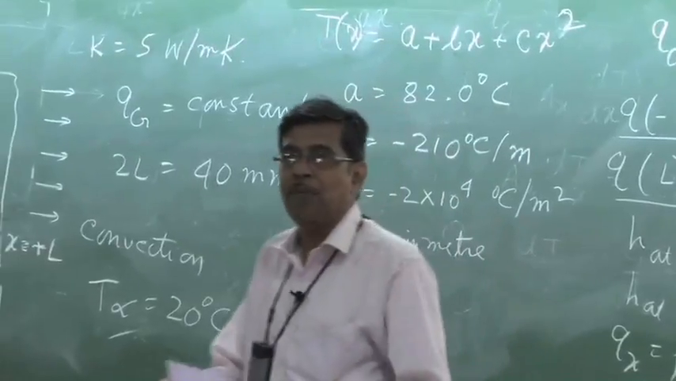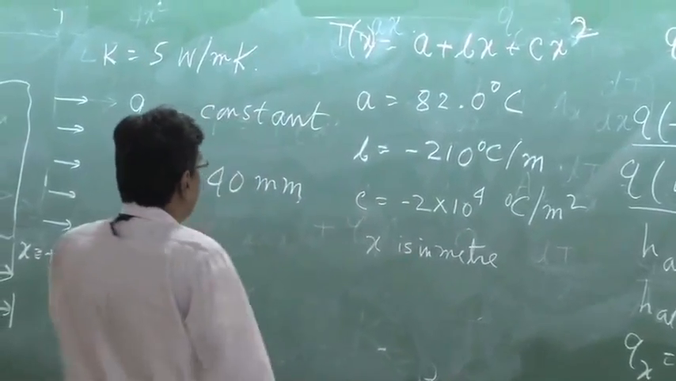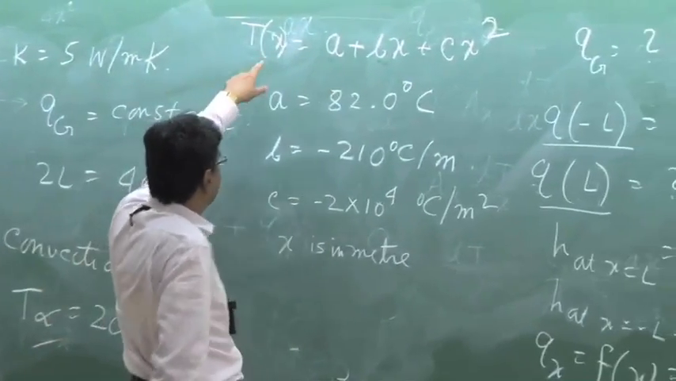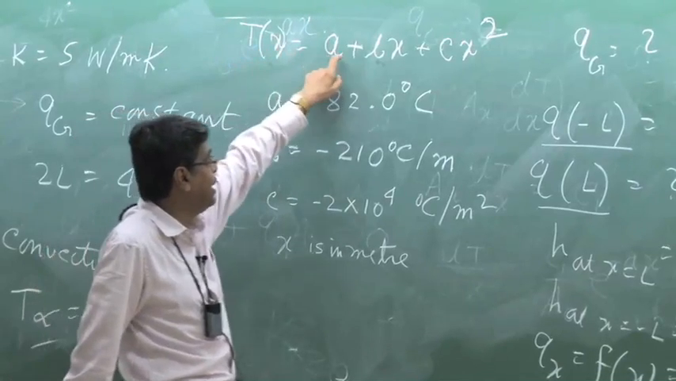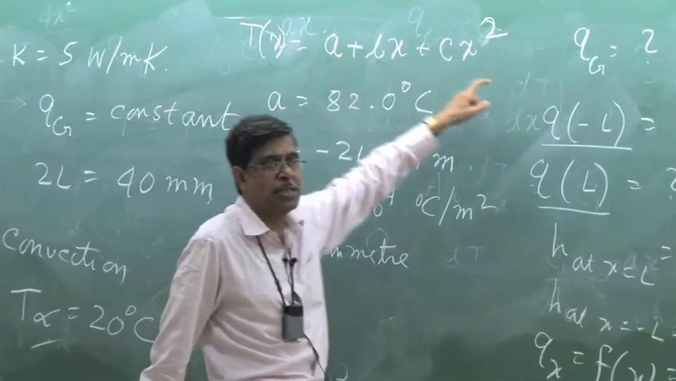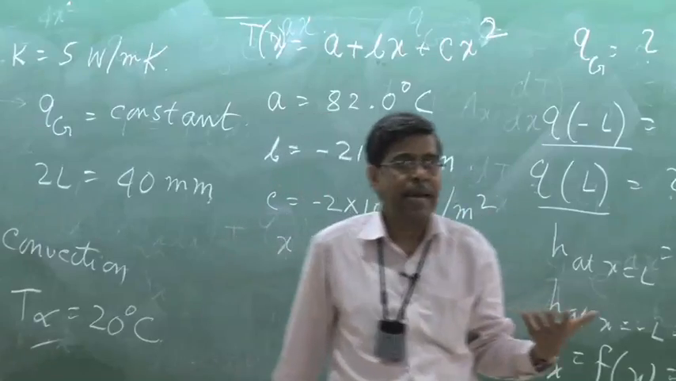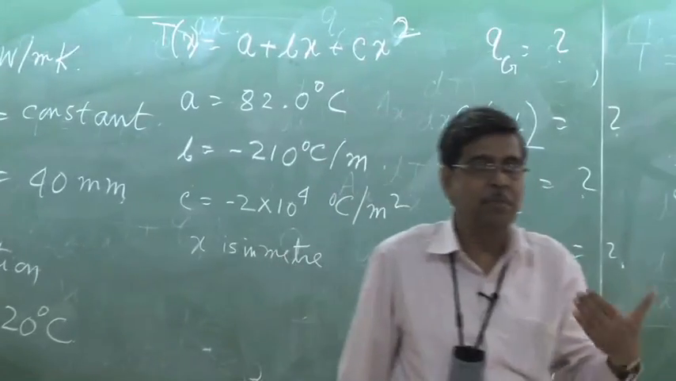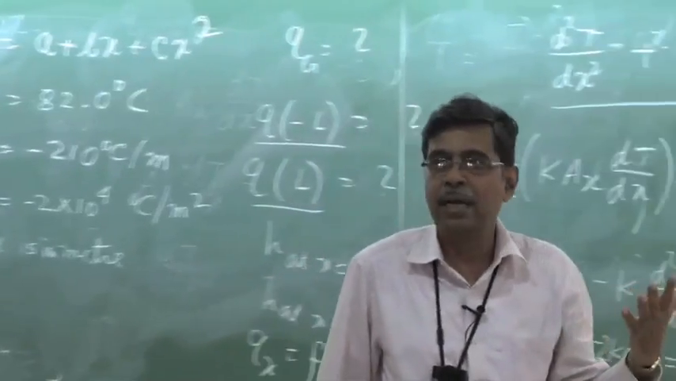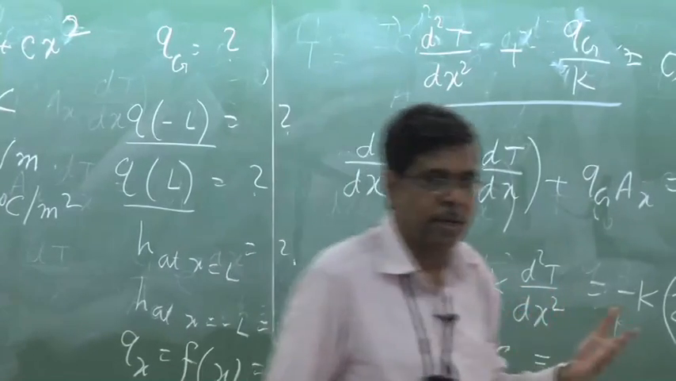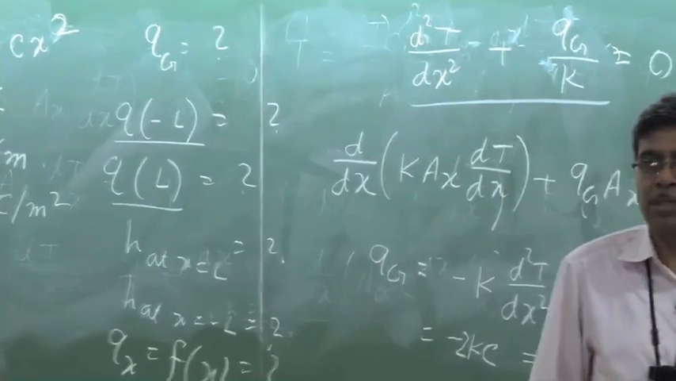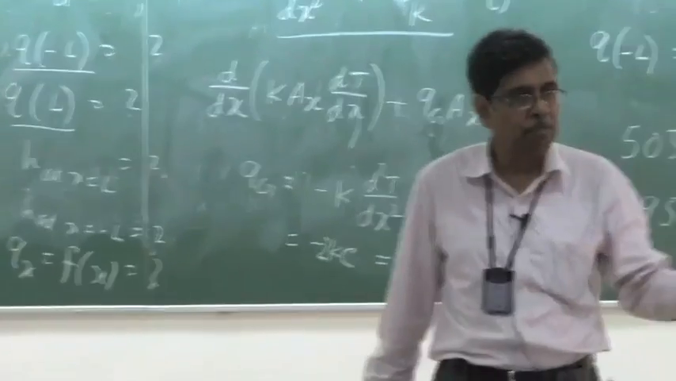And next is the heat flux distribution. Heat flux distribution is very simple. Heat flux is minus k dT/dx. So simply multiply by dT/dx, that is B plus 2Cx. k is constant, that means the heat flux is linear. Okay? Clear? Any question for this problem? Very simple problem.